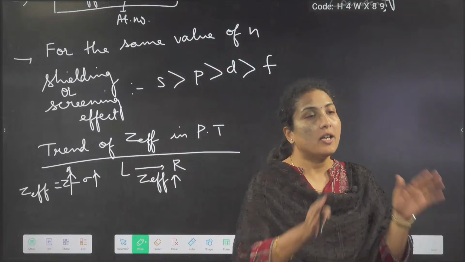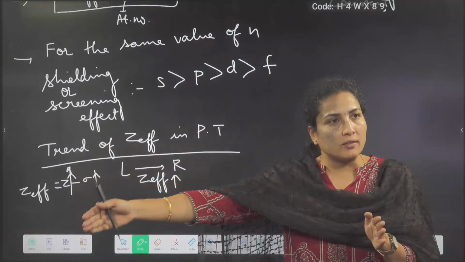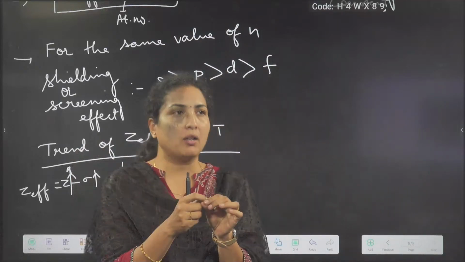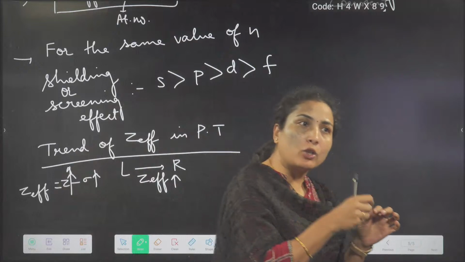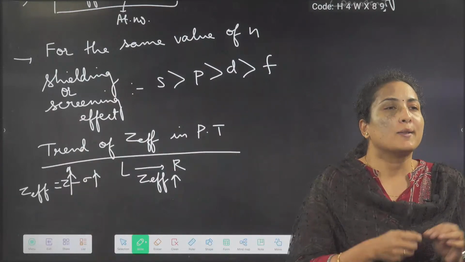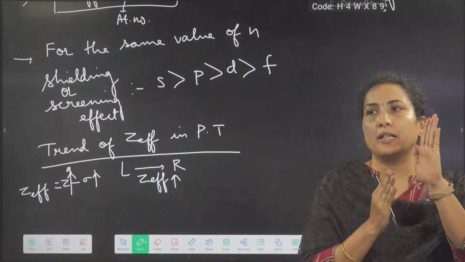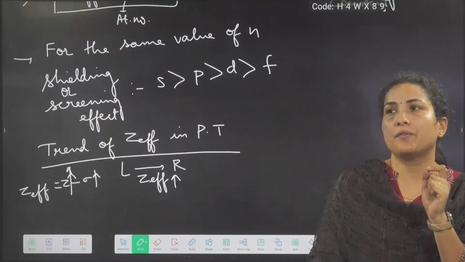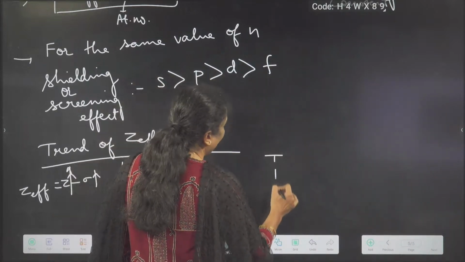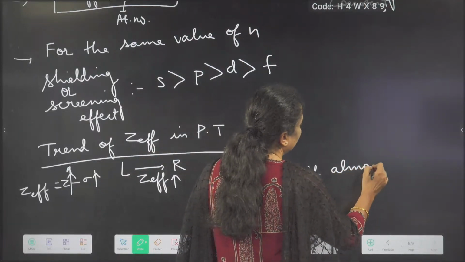Are you able to understand? Left to right, when I'm moving, your atomic number increases by a factor of 1. And from the calculation part, from Slater's rule, it is seen that your sigma, which is the screening constant, also increases, but not to that extent. It increases by 0.35. So overall, Z is more dominating. Because of that, you will have Z effective increasing from left to right. Now when it comes to top to bottom, Z effective almost remains constant.